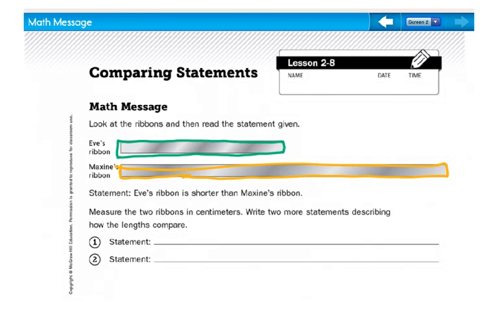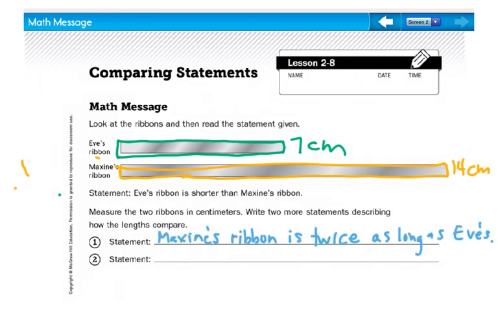Measure the two ribbons in centimeters. Write 2 more statements describing how the lengths compare. I went ahead and measured them for you. Eve's ribbon is 7 centimeters, while Maxine's ribbon is 14. So I'm going to write a sentence or a statement describing how the lengths compare. One statement I could say that would be true is that Maxine's ribbon is twice as long as Eve's.